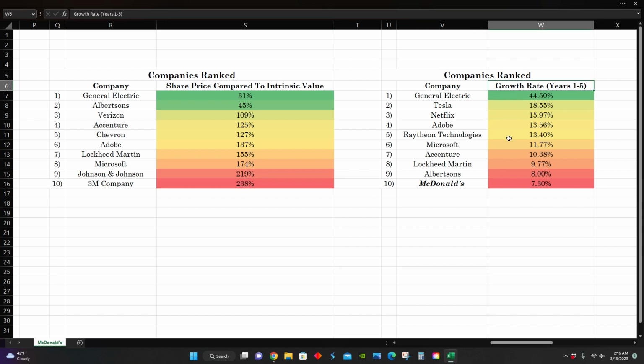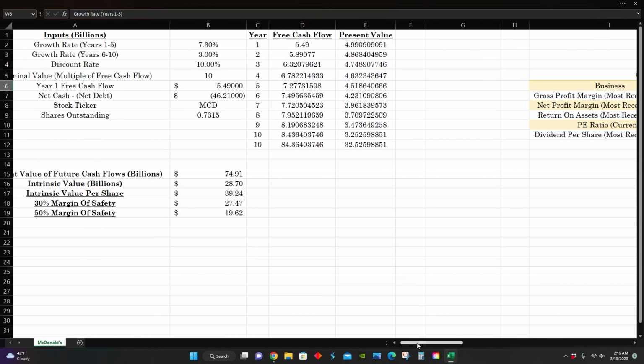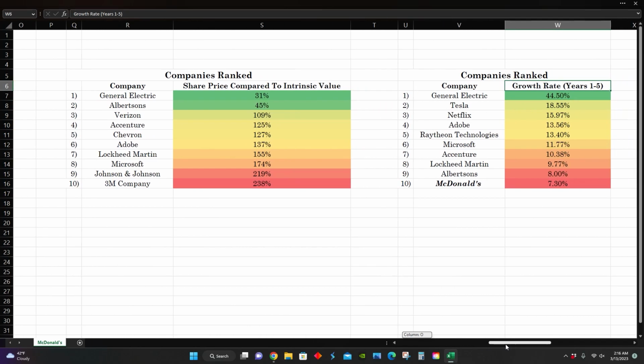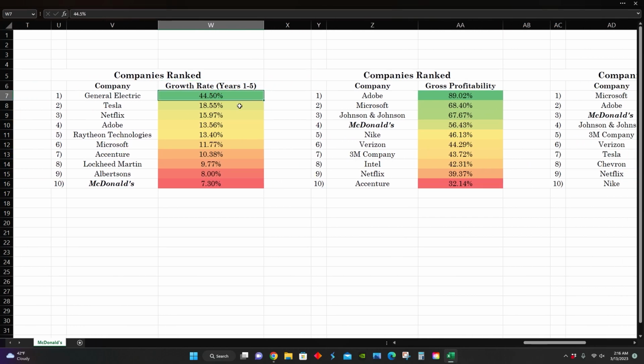In terms of growth rate, we can see that McDonald's comes in 10th place with a 7.3% estimated growth rate here for the next 5 years, compounded annually. General Electric is the highest at 44%, with Tesla coming in second place at 18%.